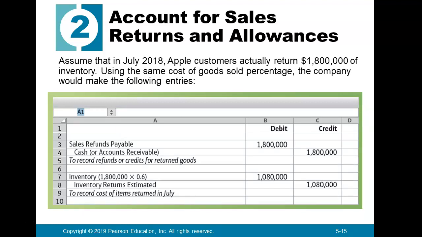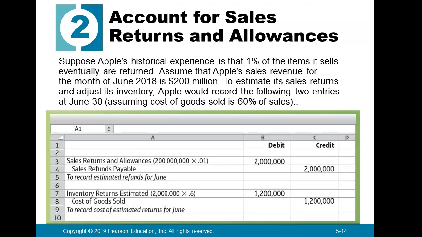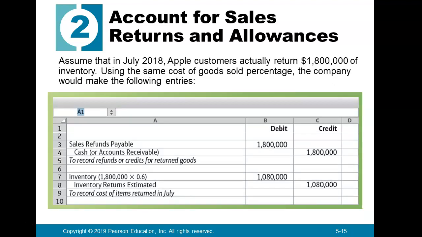So here's the entry showing how much they actually returned, versus in the previous slide we basically said 2 million would be returned. See the difference? So we need to record the actual refund that we provided to those customers, which in this case is cash of 1.8 million, and then we're going to reduce the obligation, which is the sales refunds payable. We're also going to adjust the inventory that was actually returned, and if you can see, inventory actually gets debited, because those items actually came back to us, and we're going to partially eliminate the estimated inventory returns.